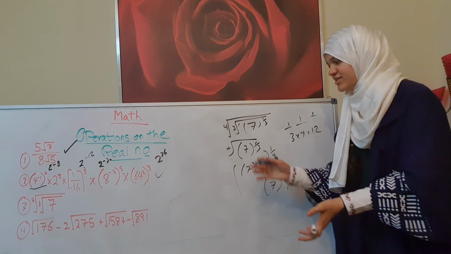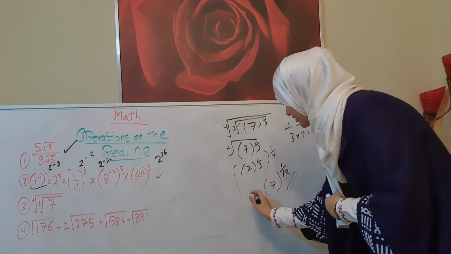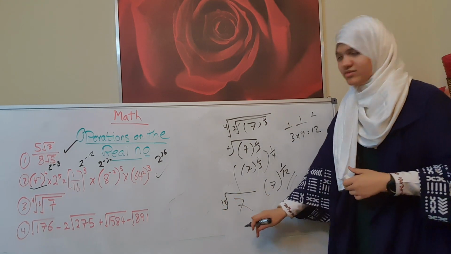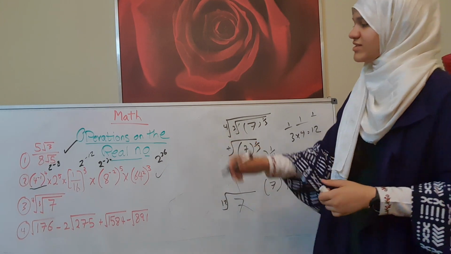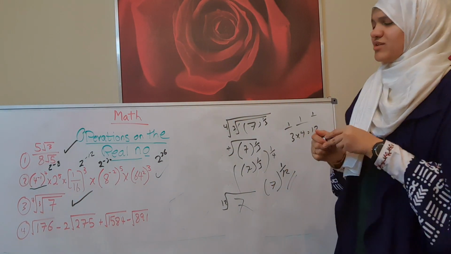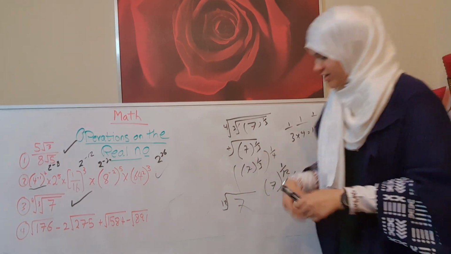It can also be written with a radical, that means the 12th root of 7. Like this, the 12th root of 7. This is the final answer for the third question. Okay? Now, the fourth question is about radicals, how to subtract and how to add them.